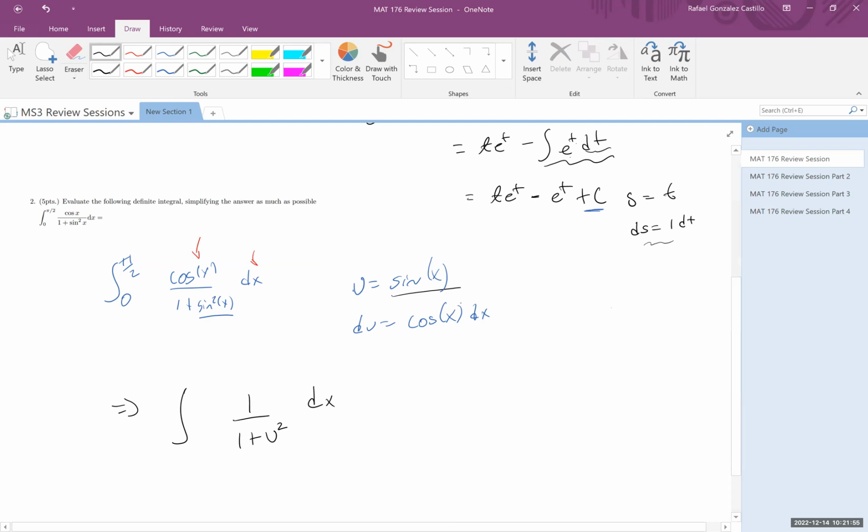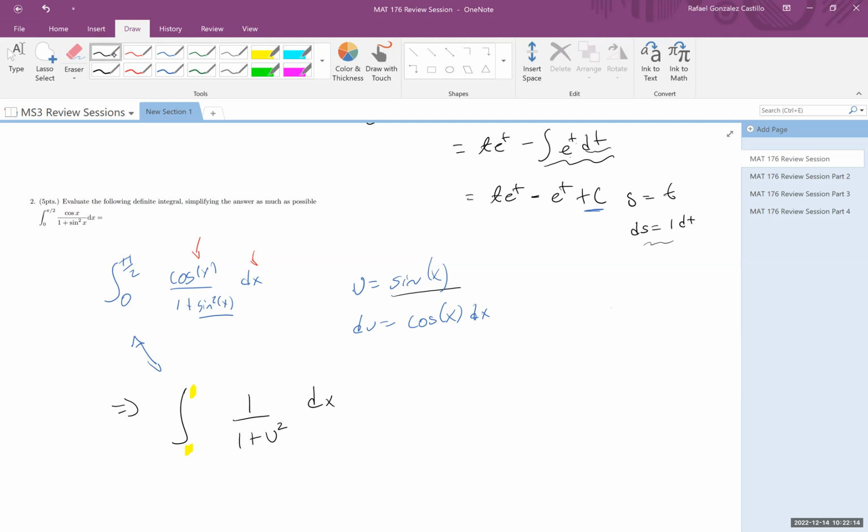Now, if you notice, I didn't add the limits of integration here. The reason is that, first of all, this integral and this integral are not the same, right? Because I did a substitution. So the limits of integration are not the same.